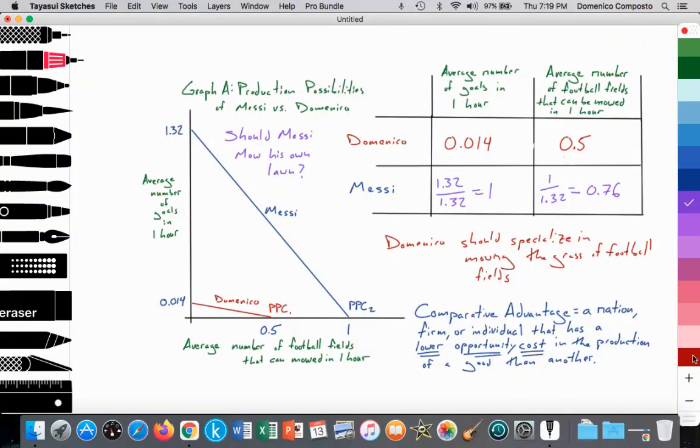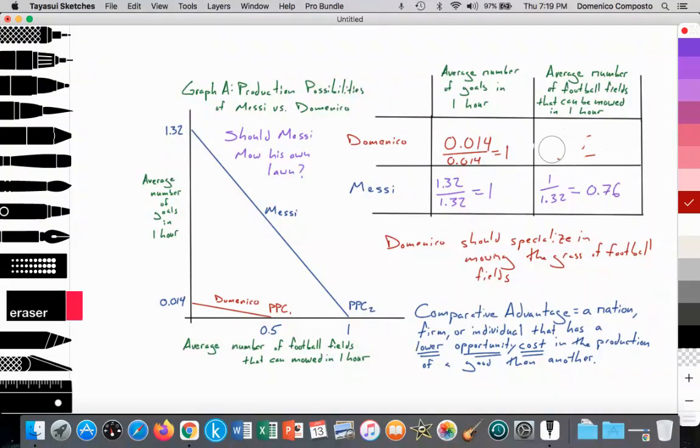How about myself? In the time it takes me to score, I'm going to take 0.014 divided by itself, so 1. So in the time it takes me to score once, how many football fields could I have cut? Let's fit this in the box here. 0.5 divided by 0.014. That works out to about 35.71. Let me just double check that. 0.5 divided by 0.014, 35.71. That is correct.